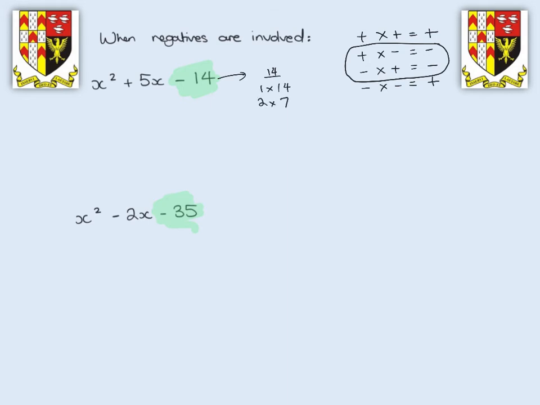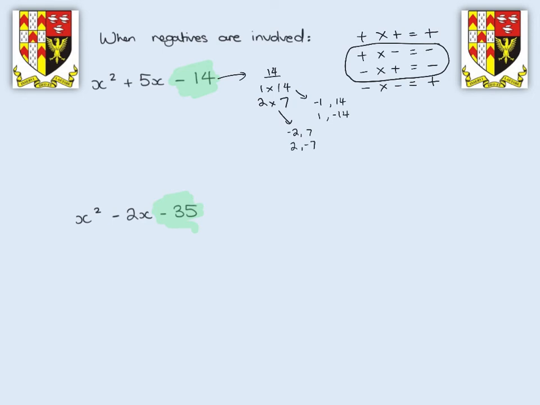Okay, so I'm looking at here how I could make positive 5. So I know that one of these must be positive and one of these must be negative. So it's possible that it was minus 1 and positive 14, or it could have been positive 1 and negative 14. Or it's also possible it could have been minus 2 and positive 7, or positive 2 and negative 7 as well.